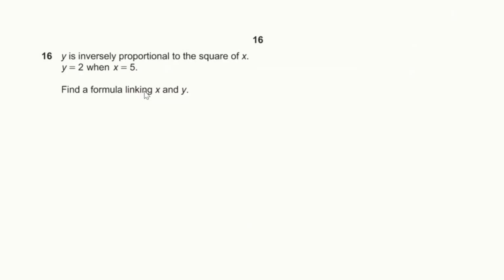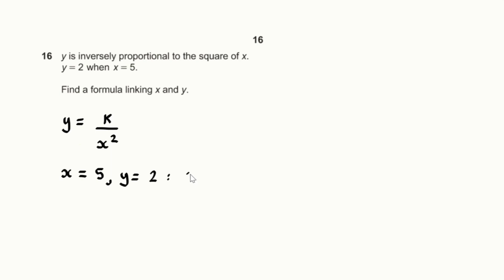Question number 16. Y is inversely proportional to the square of x. Y is 2 when x is 5. We have to find a formula linking x and y. So, if y is inversely proportional to the square of x, that means y is equal to some constant k over x squared. And we know that when x is equal to 5, y is equal to 2.